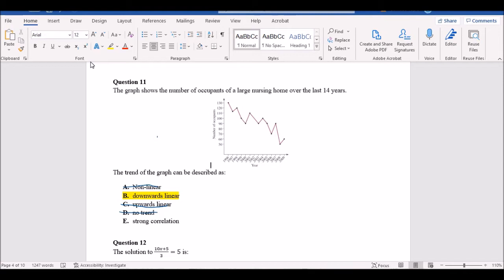Now think about it. Are we talking about correlation or trend here? Trend. So it can't be E either, because that's talking about correlation. So the only possible answer is downwards linear. You know what? This thing that I'm doing now is actually quite helpful. When you cancel out answers that don't make sense, it makes picking the answer a lot easier. So you should do that.